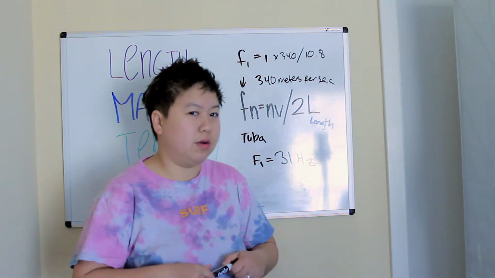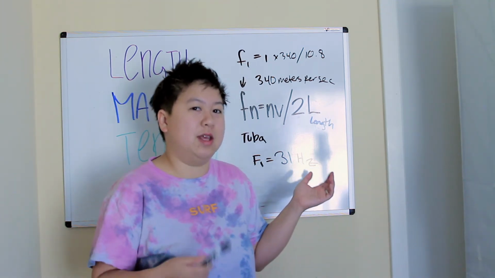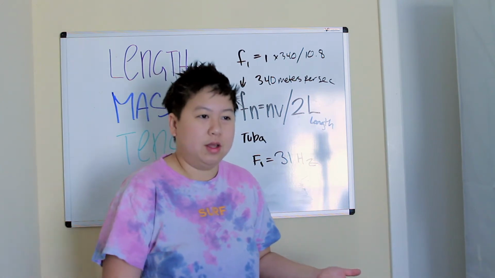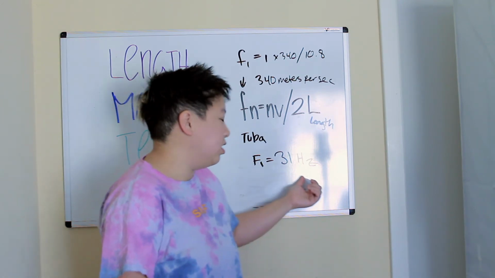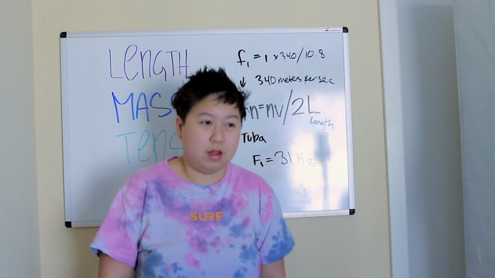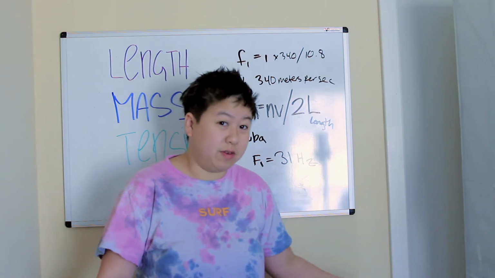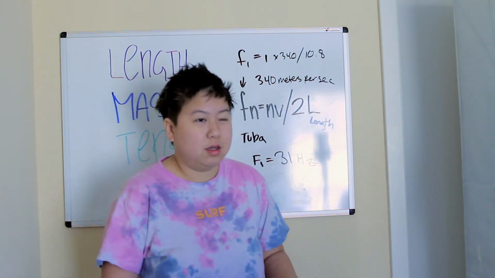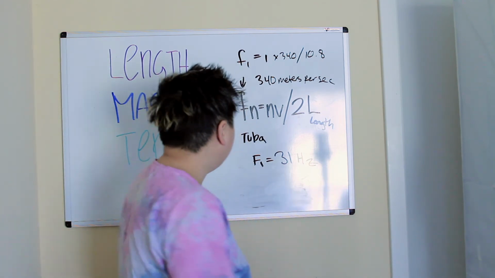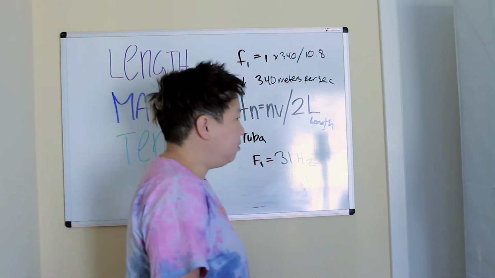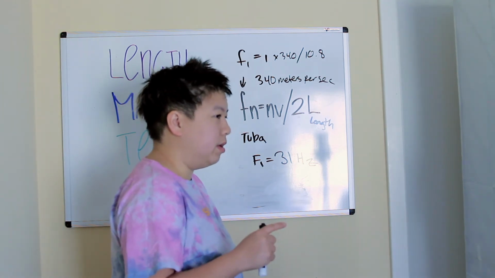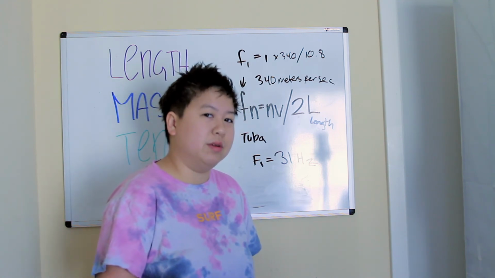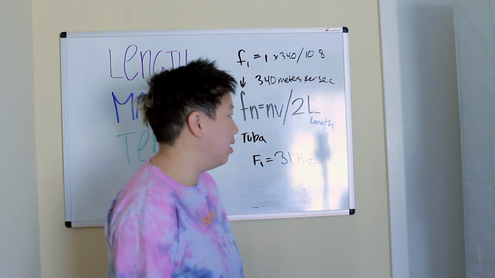I'm not going in depth with timbre of the instrument, because obviously a tuba at 31 hertz versus an organ pipe at 31 hertz is going to sound a lot different, because one is brass and one is pipes. I'm also not taking into account amplitude, which we'll cover in the next episode.